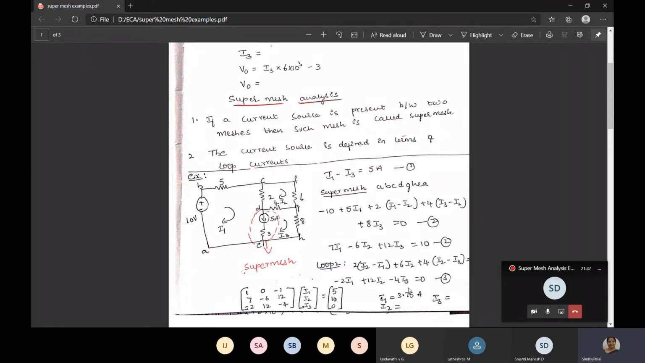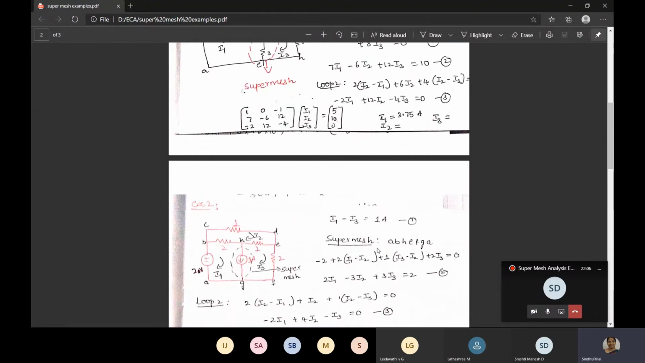Simplify the equation. See, after writing the equations you have to put them into determinant form. You have to write the coefficients of I1, I2, I3, then write the constants. Substitute in your calculator in equation mode and you will get the answers for I1, I2, I3. I have just written for I1; you have to find out for I2 and I3. So this is the concept of super mesh. One more example we'll see so that it will be clear for you.